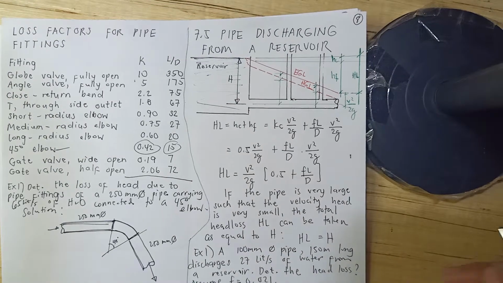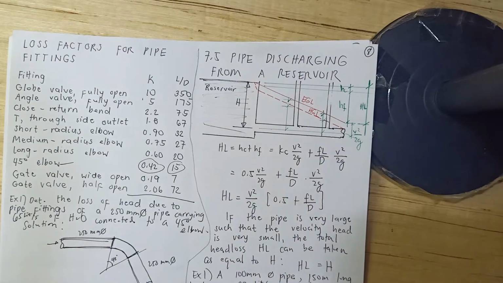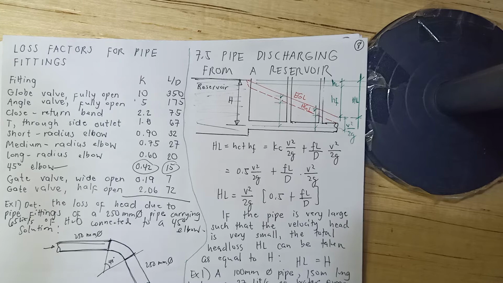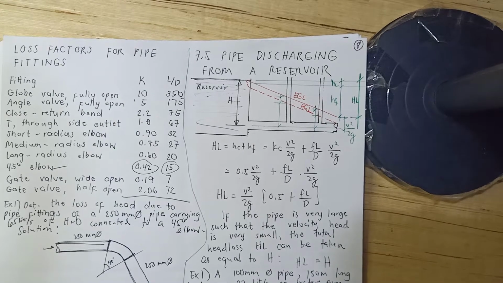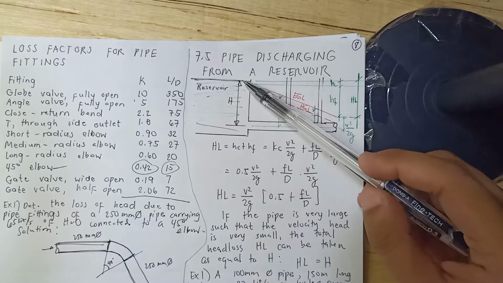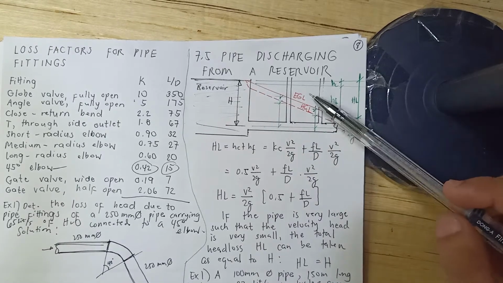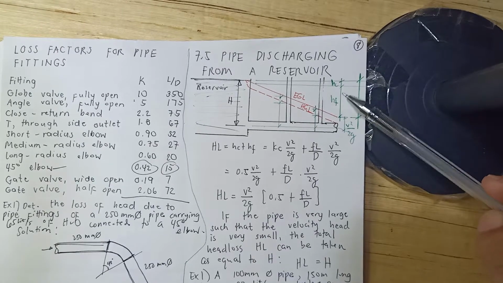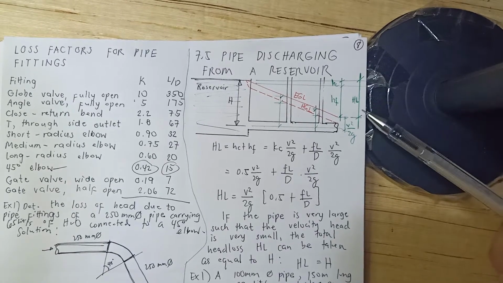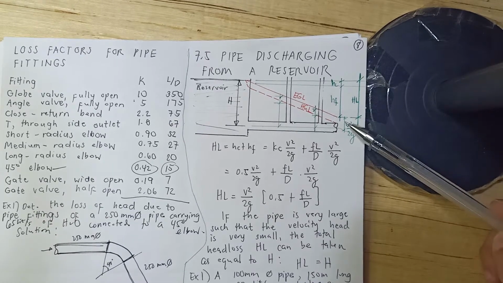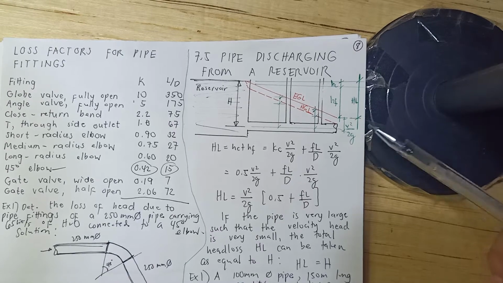Hello, good evening. So, the video for today is about the fifth topic for chapter 7, pipe discharging from a reservoir. As you can see, there is a reservoir illustration wherein there is the height, the HGL, EGL, and the head losses. HC, HF, the total head loss, and the kinetic head.